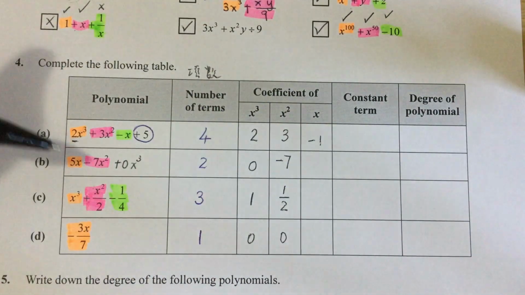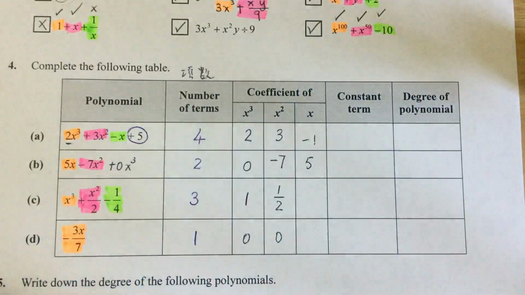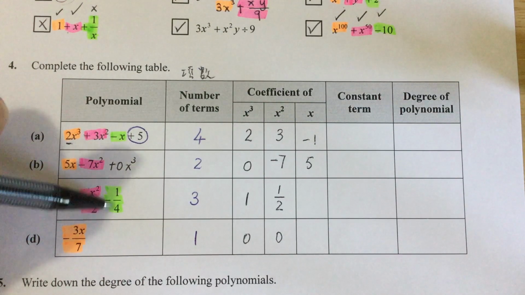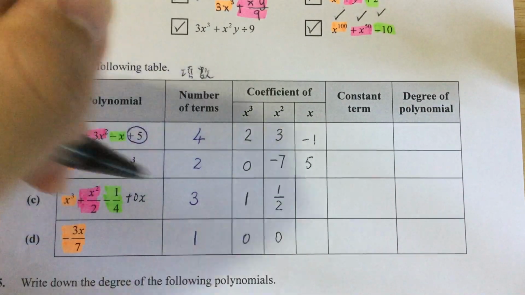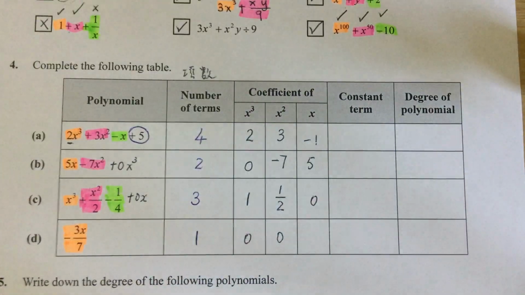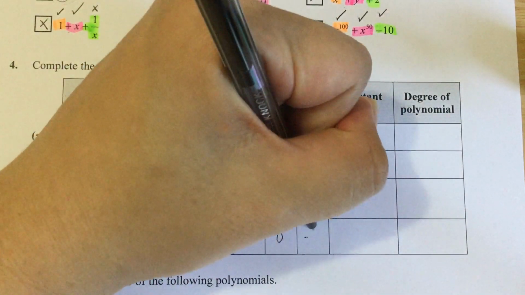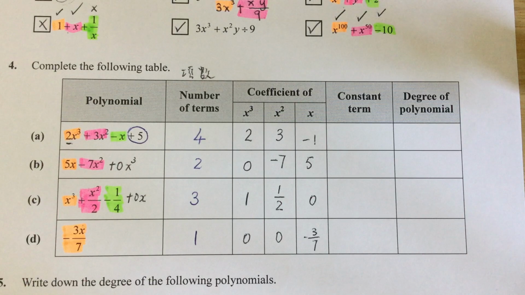For the coefficient of x for this one, you will see there is a 5 before the x. So this one is 5. For this one, for the coefficient of x, you will see nothing here, so that means we have plus 0x here. So this one is 0. And the last one is the one with the x, so this one is negative 3 over 7. So these are the coefficients of x cubed, x squared, and x.